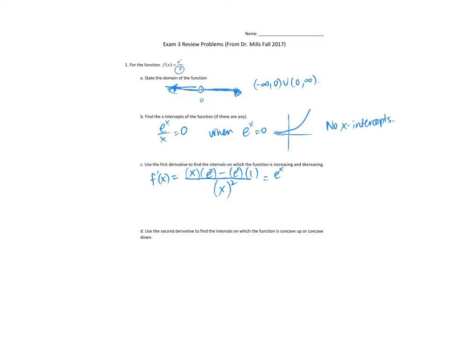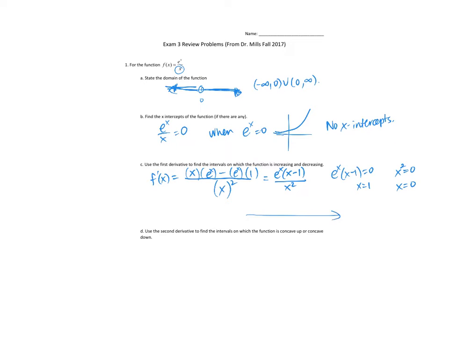I'm going to simplify that. That's e to the x times x minus 1 over x squared. If I set this equal to 0, I can set the top equal to 0, and that gives me x is equal to 1 here, and e to the x is never 0 for any x, so that's all I get. If I set x squared equal to 0, I get the place where the derivative is undefined, at x equals 0.